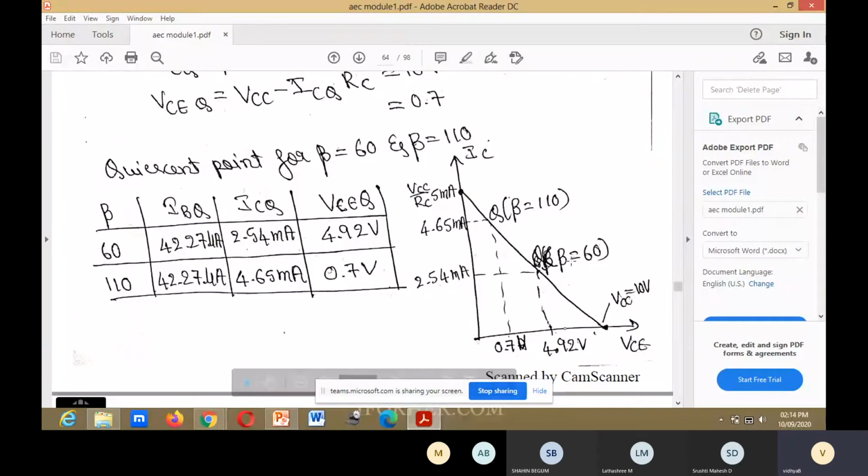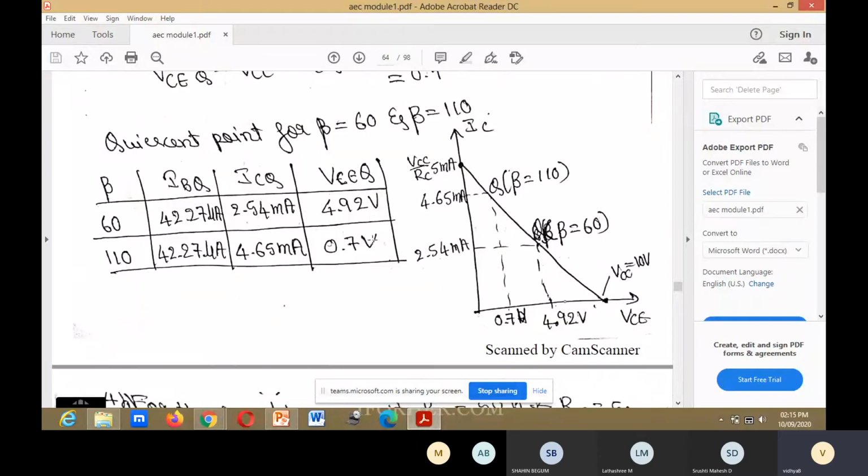First quiescent point when beta is equal to 60. Next, when beta is equal to 110, VCE is equal to 0.7. Mark one point here. Next, when beta is equal to 110, ICQ is 4.65 milliamps. From here to here is the DC load line. Join these two lines, 4.65 milliamps and 0.7. That is the quiescent point when beta is equal to 110.